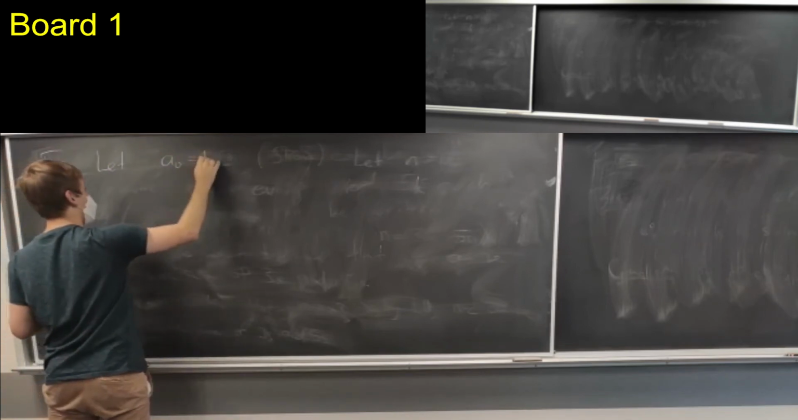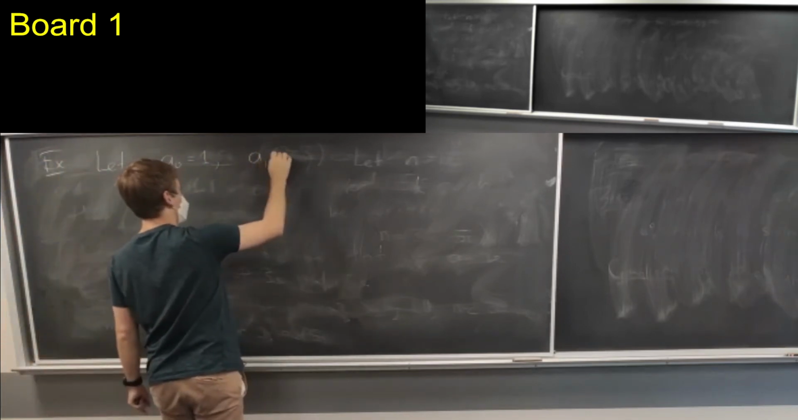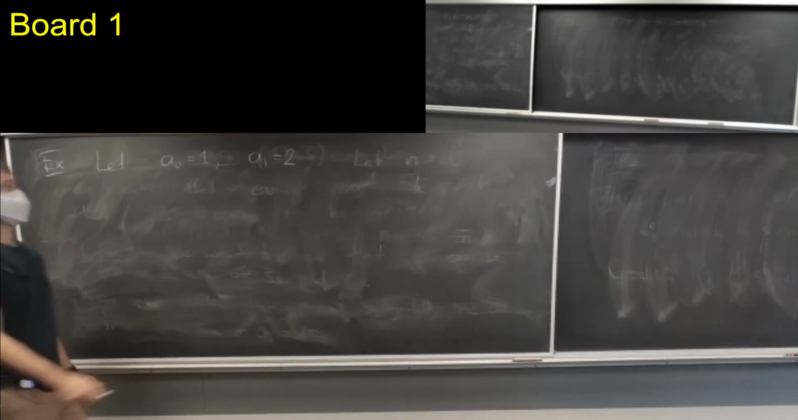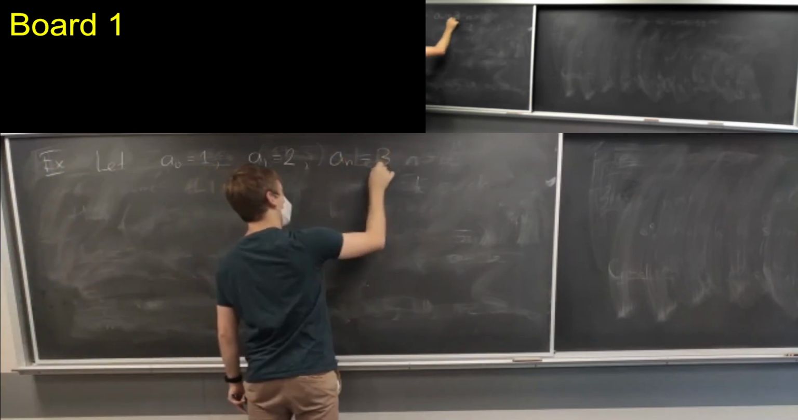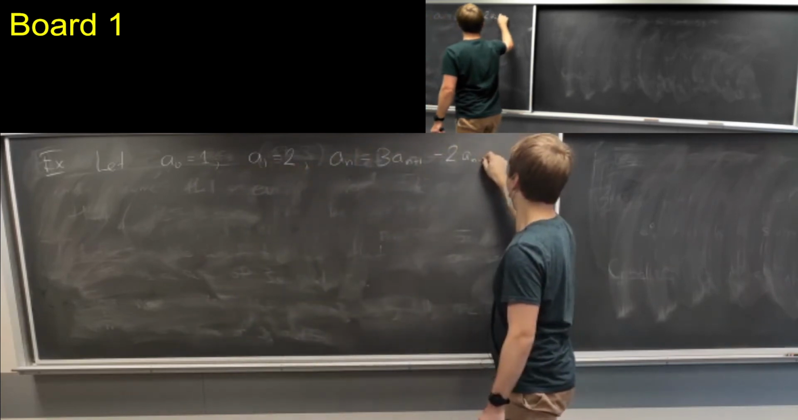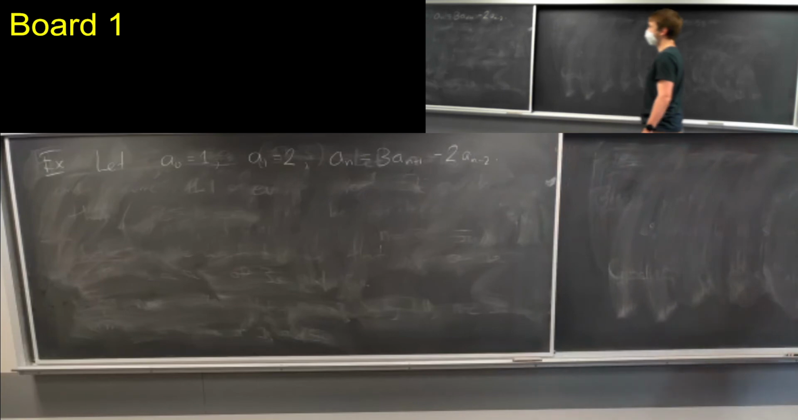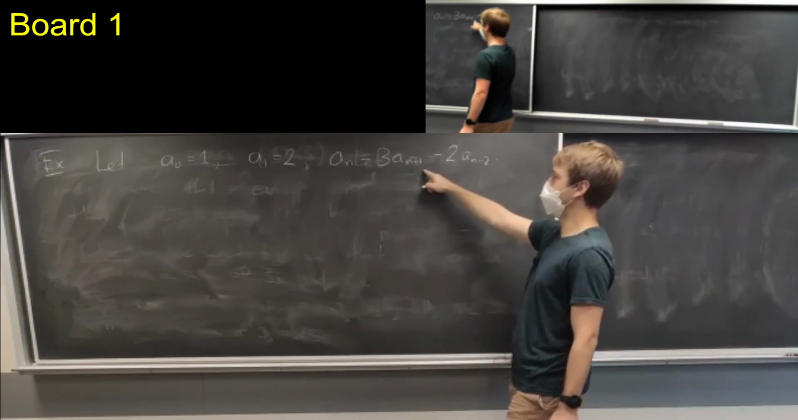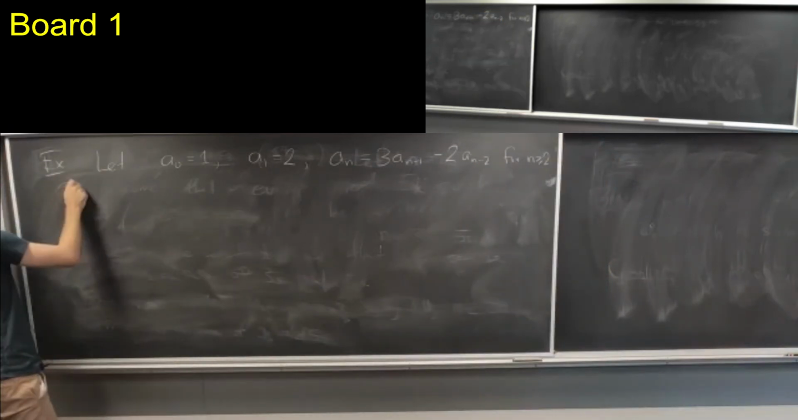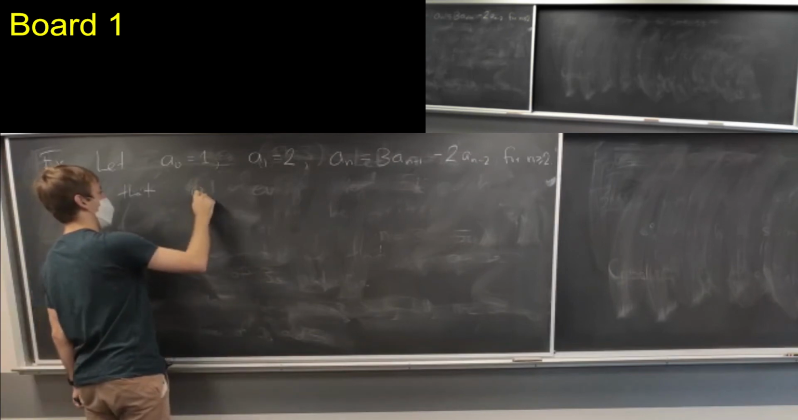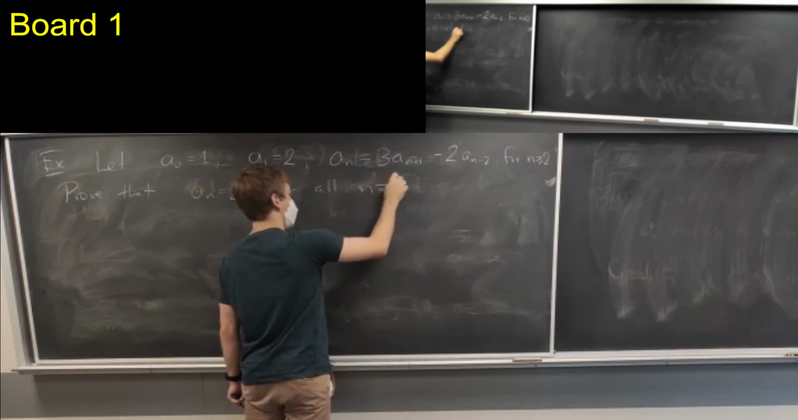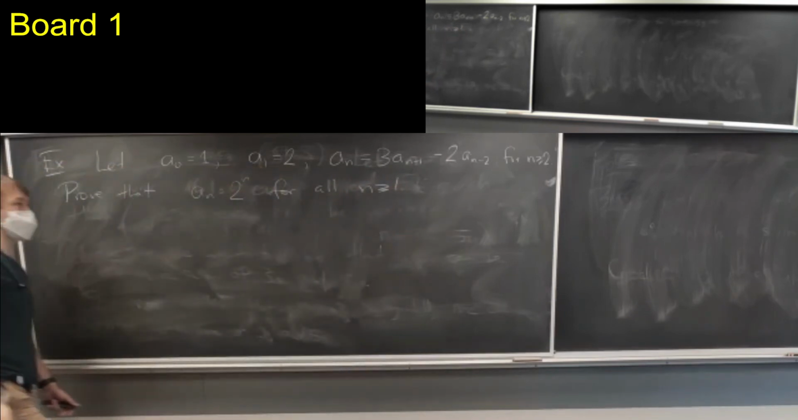Let a0 be 1, a1 be equal to 2. So it's another one that we've done one of these before, right? I hope we haven't done this. Maybe somebody can shout at me if they remember seeing this already. So an equals 3 times an minus 1 minus 2 times an minus 2. And we want to prove an equals 2 to the n for all n at least 0.